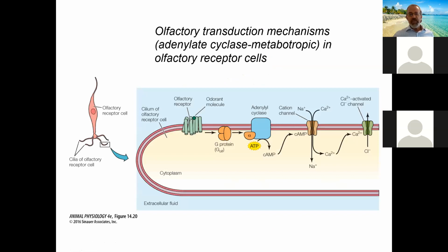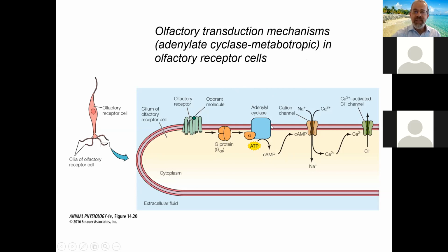Now let's take a close-up look as far as what type of signaling pathway is involved. The olfactory receptor is an adenylate cyclase or a metabotropic receptor. We're not going to go through all the details, but what I do want you to know is that when an odorant binds to this olfactory receptor, which is a G protein receptor, we see the activation of this enzyme called adenylate cyclase.